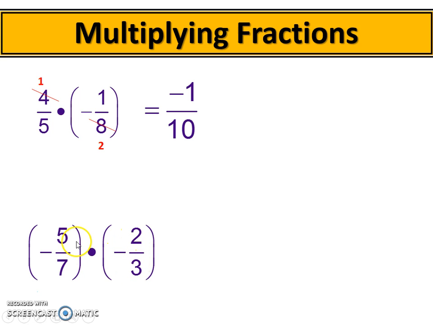All right, and in our next one, I've got -5/7 times -2/3. I'm going to give you guys a minute to select what your answer would be. Be careful here. We've got a negative times a negative. Okay, I'm hoping everybody said that we would end up with positive 10/21, which can't be reduced.